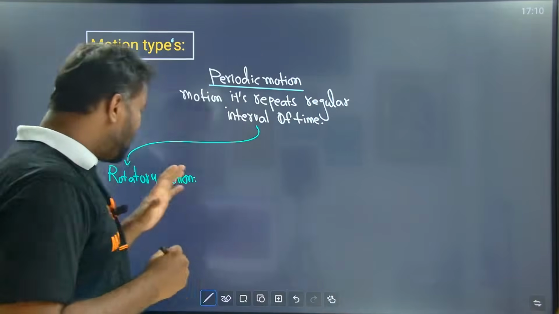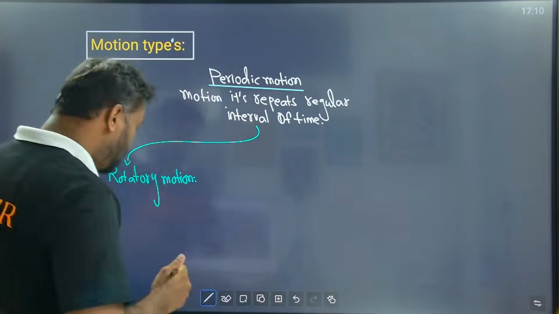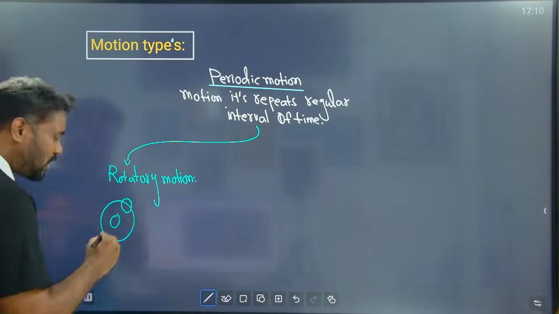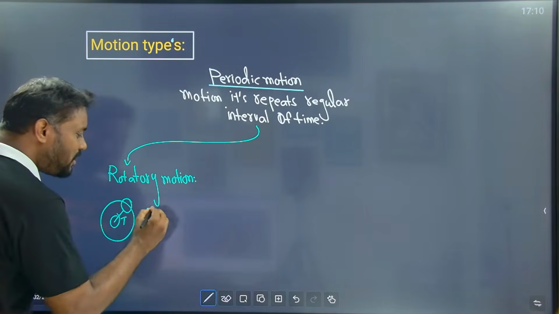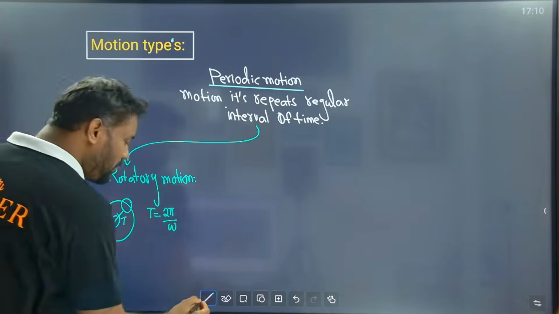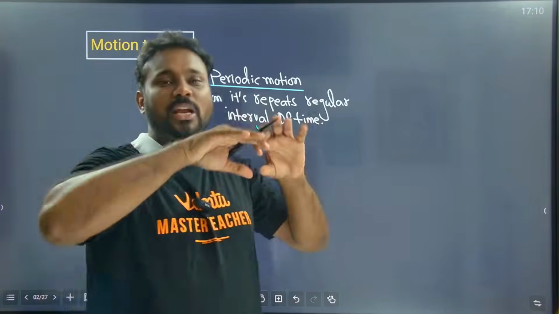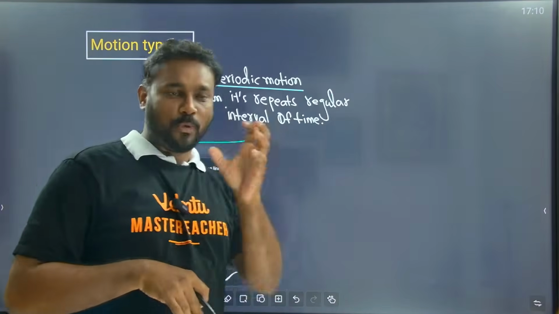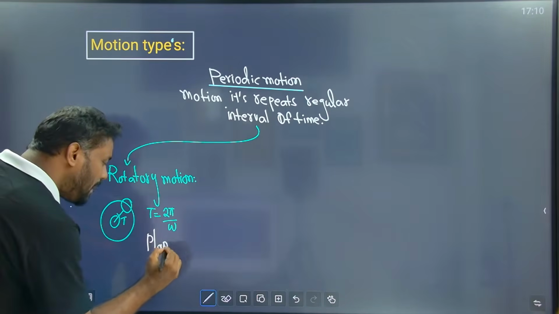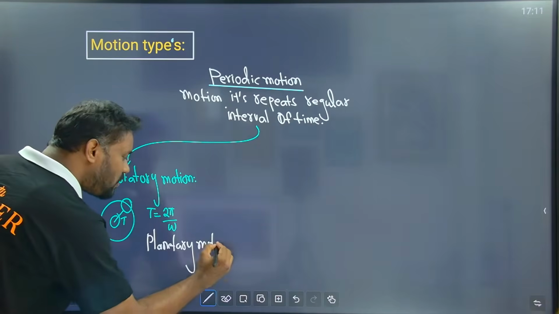Okay, so for rotatory motion, the example we are saying is planetary motion. The planets revolve around the sun in a particular orbit, right? So how can we calculate its time period? We can calculate it using T equals 2 pi by omega. This is very important: in rotatory motion, after time T it will come back to the same point. Planetary motion is the example for rotatory motion.